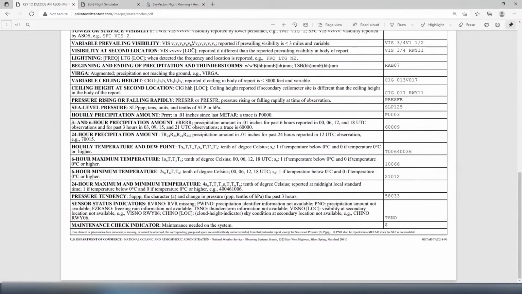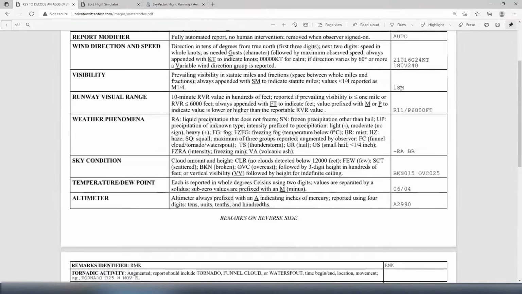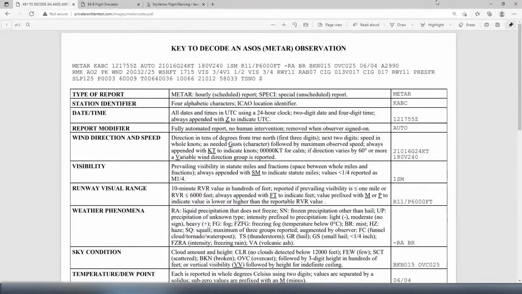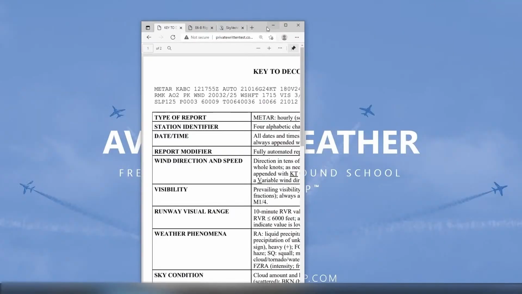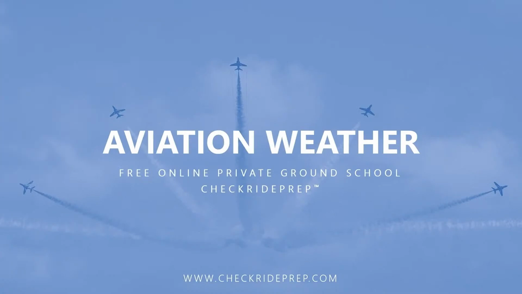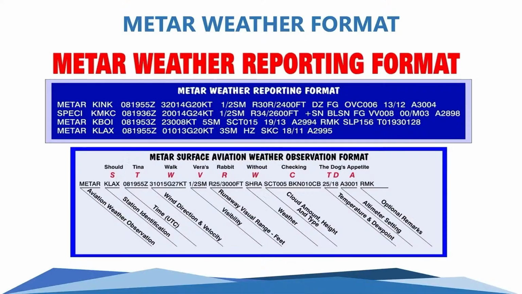Okay, so I'd encourage you guys to go ahead and take a look at that if you have not, and that will really help you out as you're working through some of these problems. But let's go ahead and take a look at our METARs here, and this is where we left off.